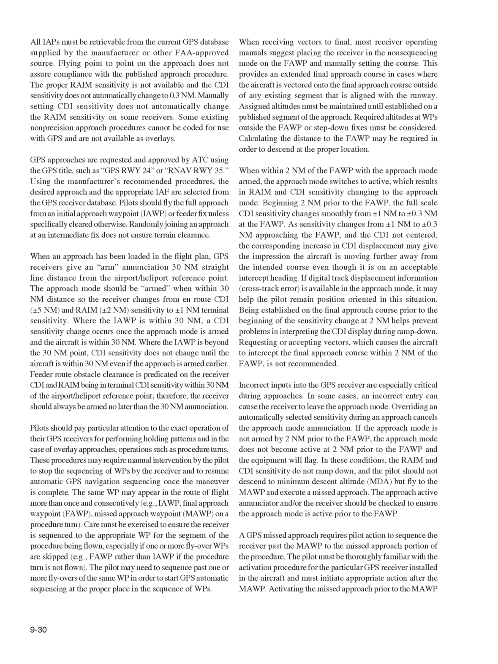Where the IAWP is beyond the 30 nautical miles point, CDI sensitivity does not change until the aircraft is within 30 nautical miles, even if the approach is armed earlier. Feeder route obstacle clearance is predicated on the receiver CDI and RAIM being in terminal CDI sensitivity within 30 nautical miles of the airport/heliport reference point. Therefore, the receiver should always be armed no later than the 30 nautical miles annunciation.